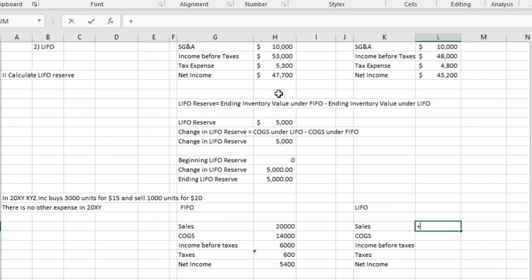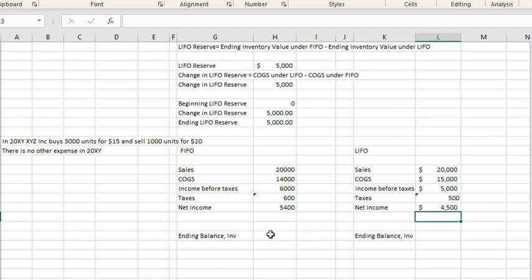Sales is going to be the same regardless of inventory valuation. So our sales is going to be the 1,000 multiplied by 20. Our cost of goods sold is going to change, last in, first out. So we are going to assume that they are selling these units. They are selling 1,000 units at $15 per unit, last in, first out. Then we can calculate pretty much the rest. Income before taxes, we are going to calculate the tax rate, and we are going to calculate the net income.